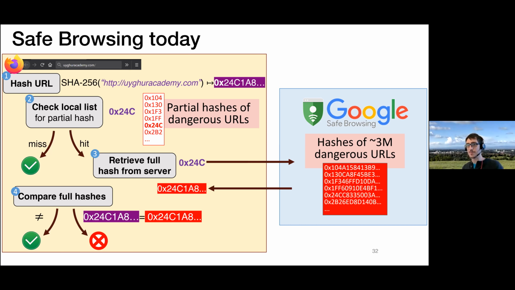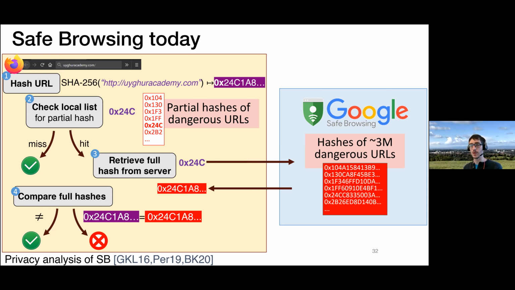There have been several works that analyze that even this partial hash that you reveal to the service provider actually leaks a non-trivial amount of information about your browser history to the service provider. They can learn which dangerous sites you mention, or get a small list of potential hash collisions, of other websites that you could be browsing.